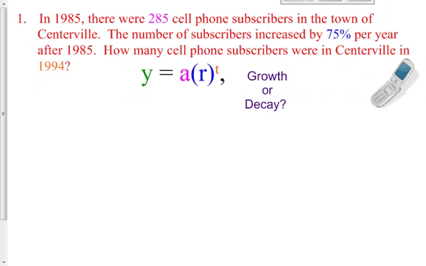So here's what we have. Our first one. In 1985, there were 285 cell phone subscribers. There wasn't a whole lot of cell phones in 1985.